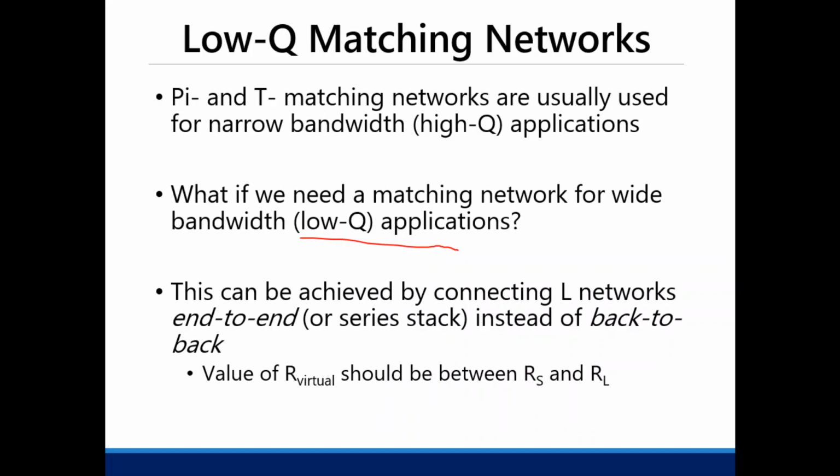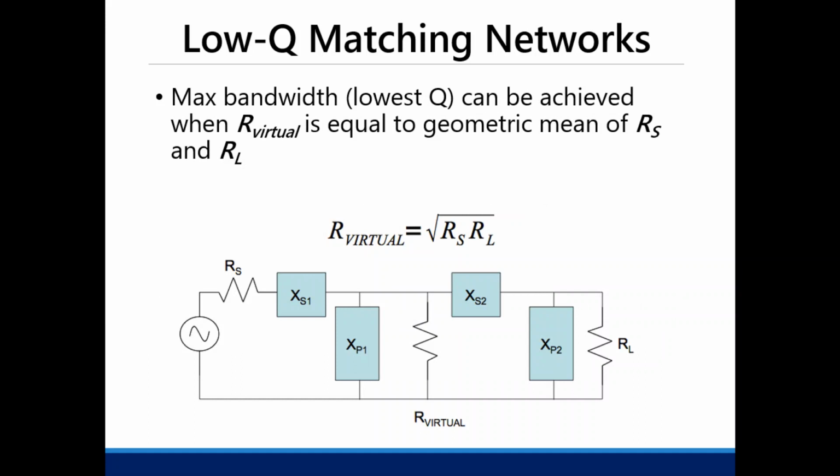So basically, since your L matching network provides a small Q, if we separate the L matching networks as such, we make two matching networks right here. So we create a virtual resistance. Because of these two matching networks, the maximum bandwidth, the one with the lowest Q, can be achieved. Okay, so you can actually reduce your quality factor because of this.